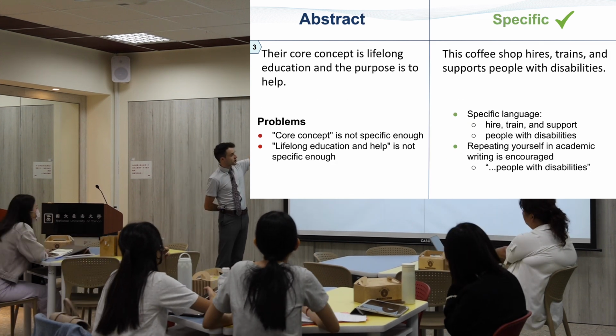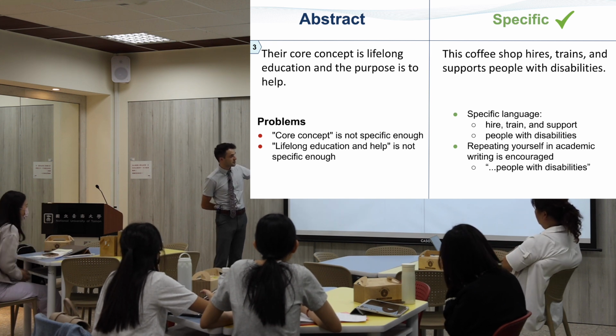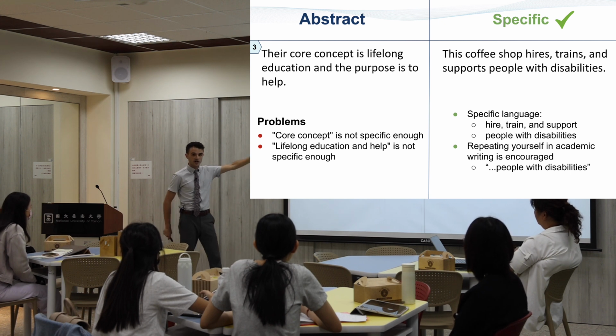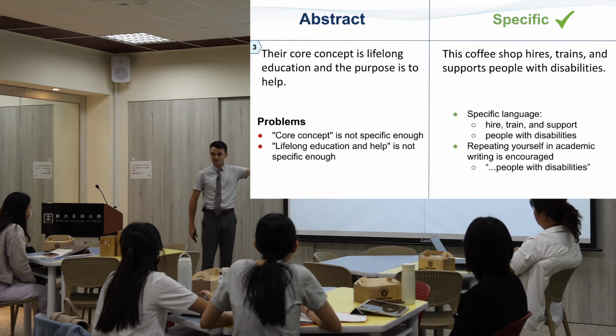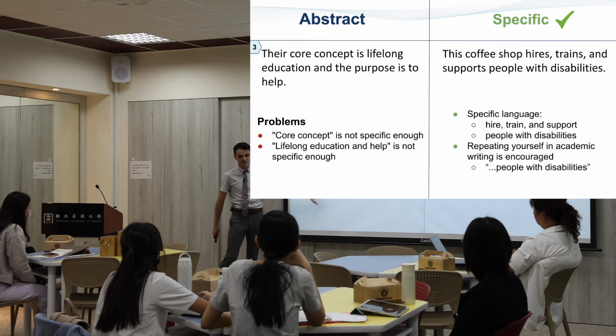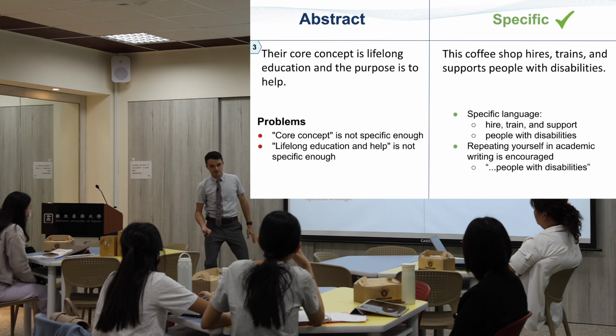Sentence 3, their core concept is lifelong education and the purpose is to help. My problem with this is, in English, core concept, purpose, mission, goal, we have so many words. So I don't know what they mean. You could have picked any word, core concept, mission, purpose, goal, and I'm not really sure. So core concept is not specific enough. And lifelong education and help is also not specific enough.